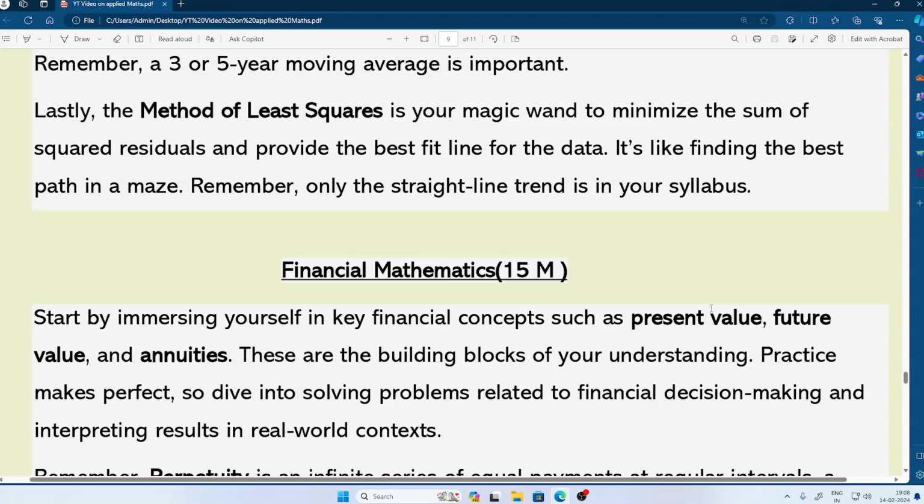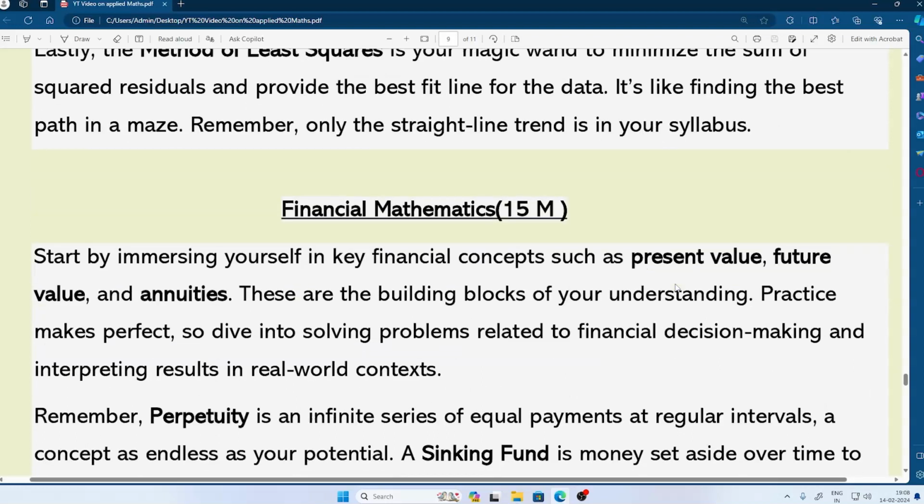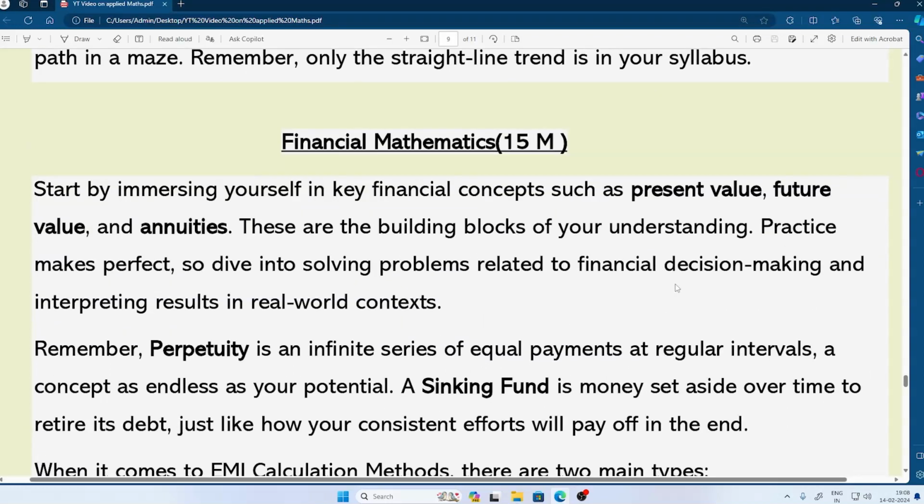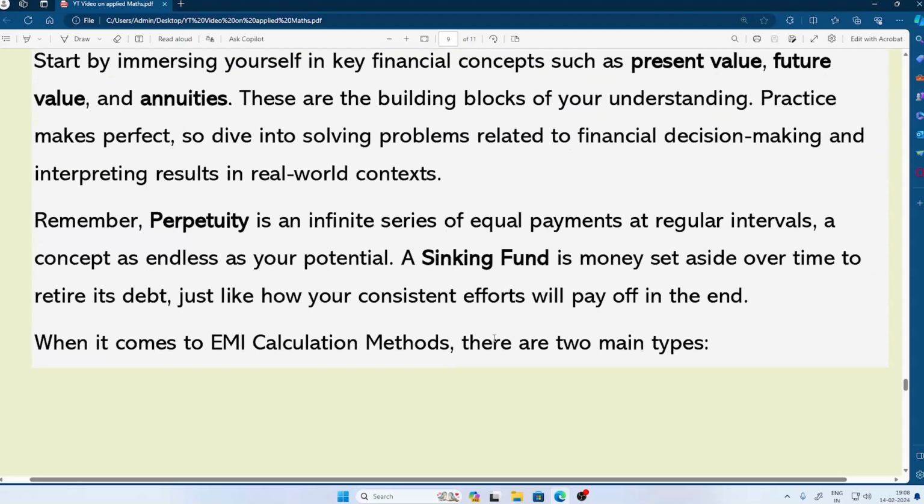Financial mathematics, every part of it, every formula of it has application in commerce and industries as well as in our daily life. You must know the difference between perpetuity and sinking fund. You must know what is present value, future value of annuity, which you have done in class 11. All these are based on those formulas only. And then there is EMI calculation.